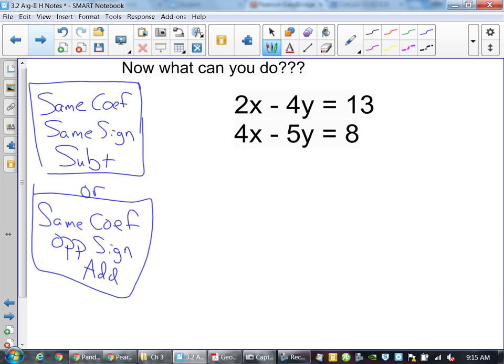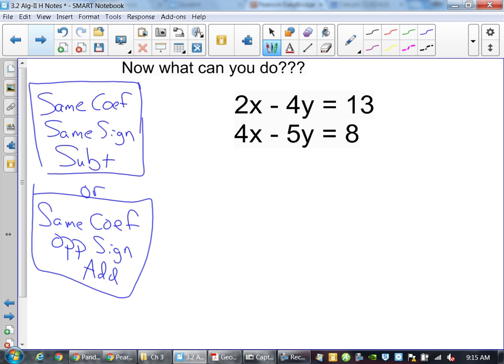So those are your two options that you're trying to create. You're trying to create the same coefficient, with either the same or opposite signs. To be honest with you, if you ever have opposite signs, try to get those coefficients to become the same, because you guys are less likely to screw up if you're adding than you are subtracting. But in this case, we have all the same signs, so it's a little bit tough.